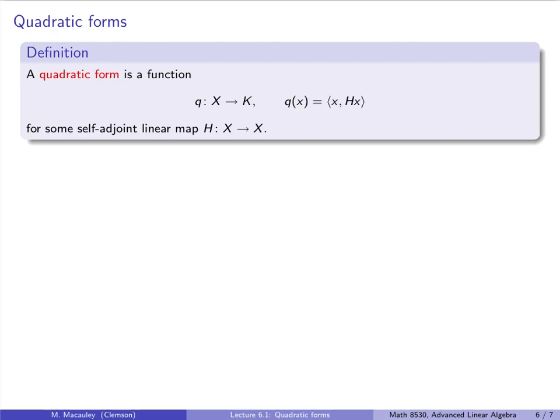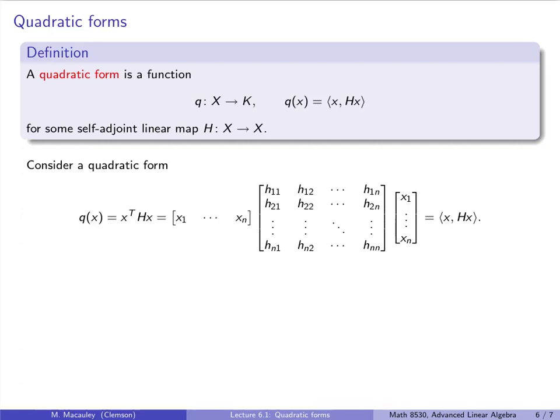And that brings us to the definition of a quadratic form. It is a function from a vector space to the field it is over of the form q of x equals the inner product of x with Hx for some self-adjoint linear map H. Now let's consider a quadratic form. Q of x, I will write this as x transpose Hx, so it looks like this. And in inner product notation, it's the inner product of x with Hx.